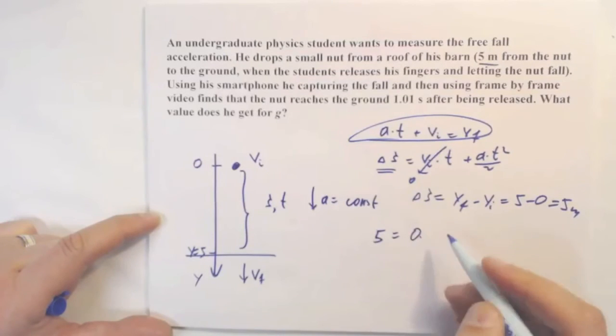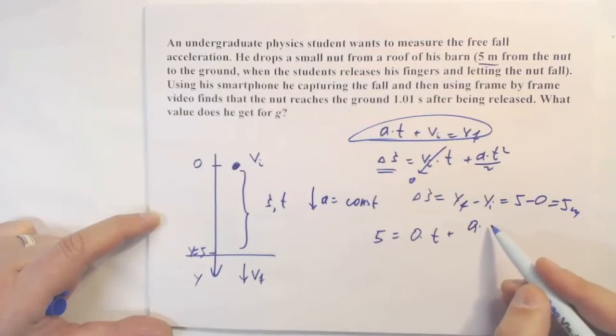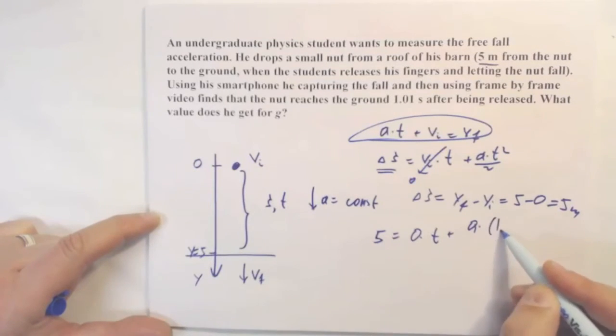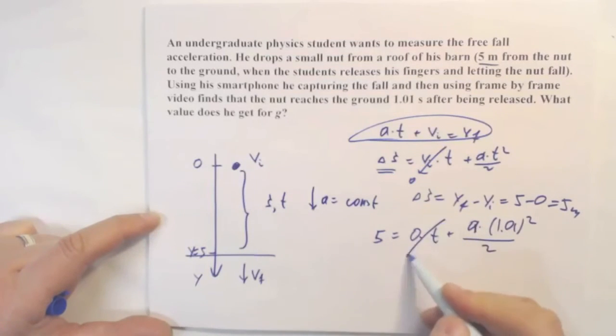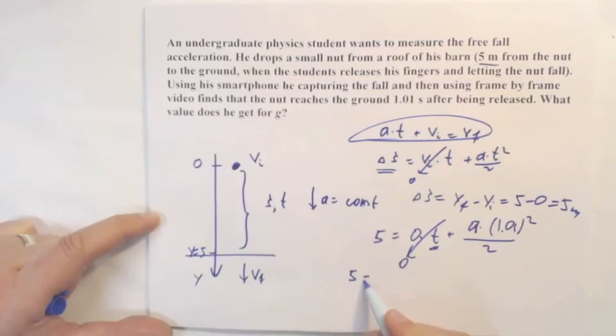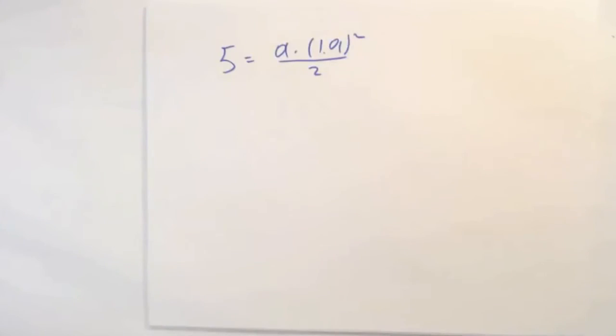We can plug in numbers here. 5 equals 0 times time plus acceleration times 1.01 squared divided by 2. The first term is of course 0, it doesn't matter if the time is 1.01 or 1 billion. So the equation we need to solve is this. Whether we like it or not, in physics when we solve a problem we're going to do some math. In this situation it's very simple math.